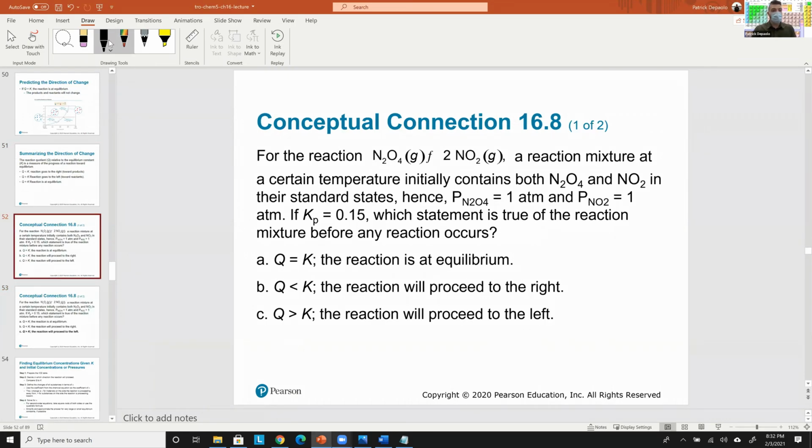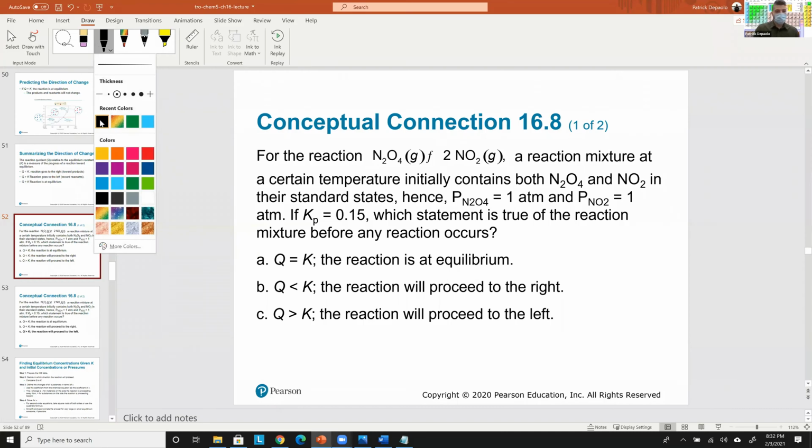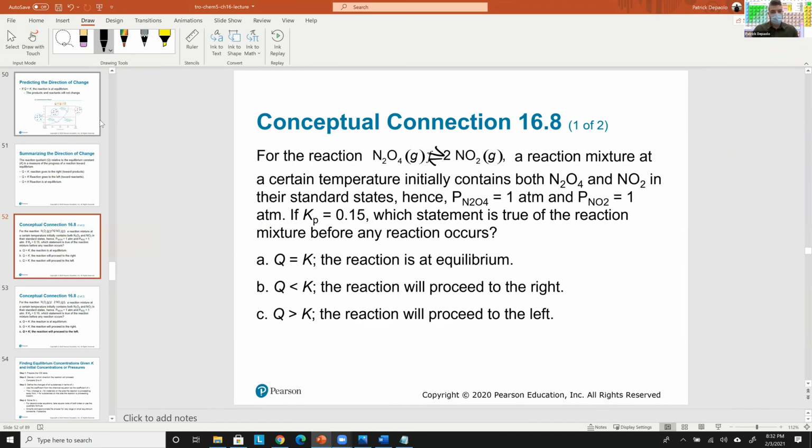Okay, this is a very good question relating the two. So let's take time to think about it. For the reaction N2O4 yields 2NO2, a reaction mixture at a certain temperature initially contains both of them at standard states, meaning 1 ATM each. So think about it. They're at 1 ATM each. Right away, before we read the rest of it, at 1 ATM, we can figure out its Q. We don't know if it's at equilibrium or not, but we can figure out its Q. I'm not going to do it for you. I'll let you guys figure it out, but we can do that.